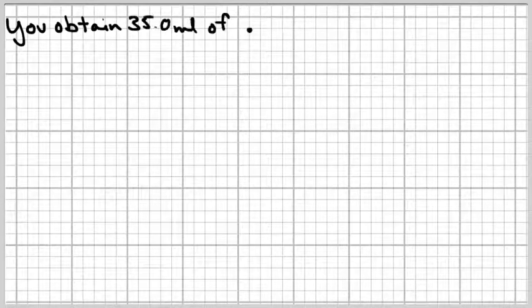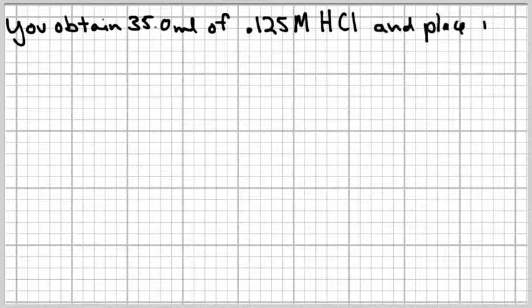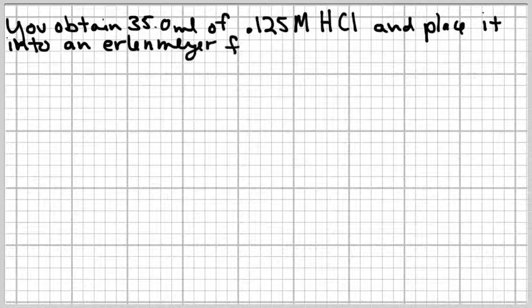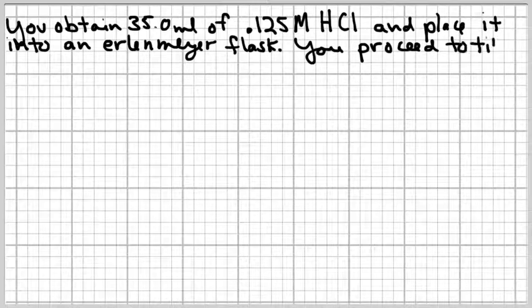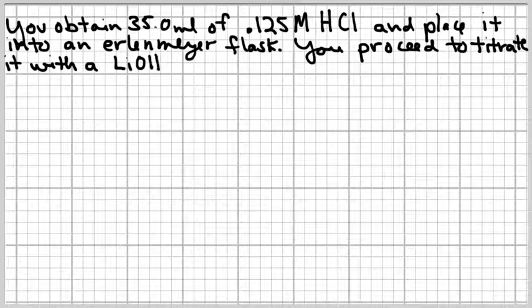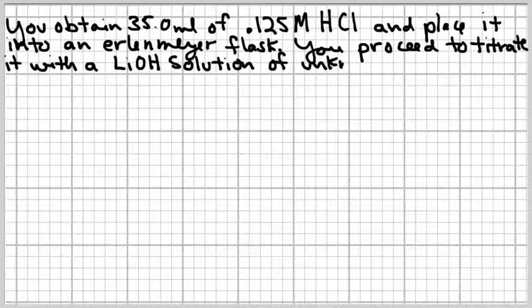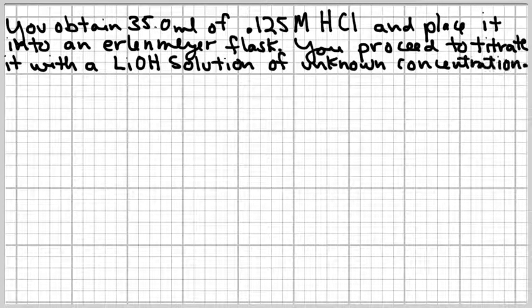In this problem, we're going to look at a titration and look at how you can use solution stoichiometry to ultimately find the unknown concentration of a solution. So in this particular titration, you obtain 35 milliliters of a 0.125 molar HCl solution, so you know the concentration of the acid. You place that in your Erlenmeyer flask. In your burette, the titrant is going to be lithium hydroxide. You do not know its concentration.